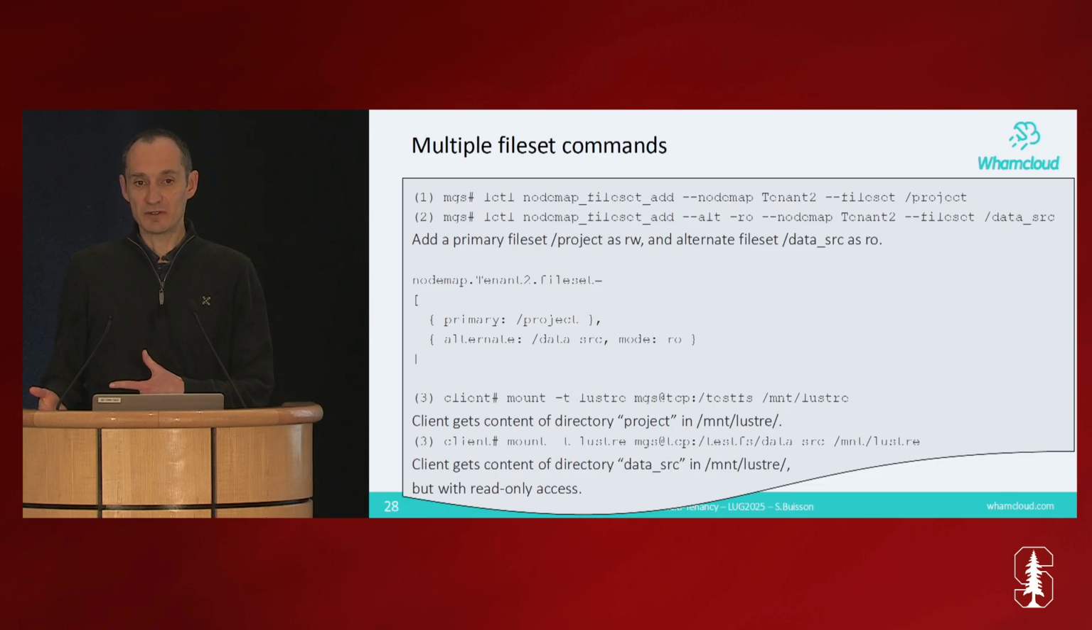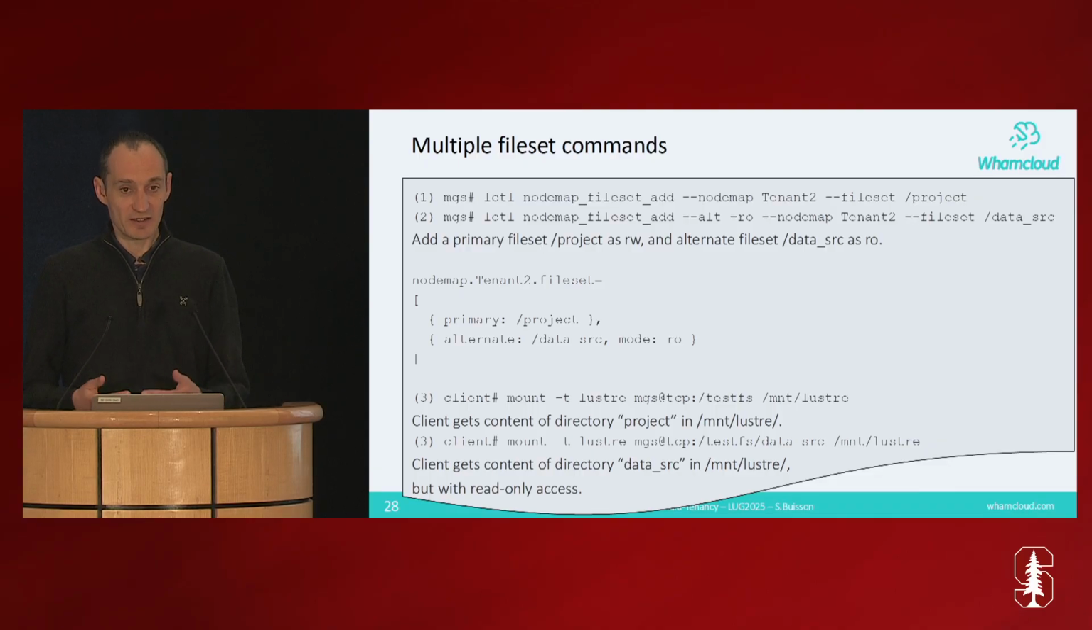So what happens when the client mounts Lustre? If the client does not specify anything, then it will be provided with the primary file set. And in order to get access to the alternate file sets, the client just puts that on the mount command, just like a regular subdirectory mount. And because here the data source directory is part of the alternate file sets, it's allowed to mount this subdirectory. And because we used the --ro option, it's forced to mount this subdirectory read-only.